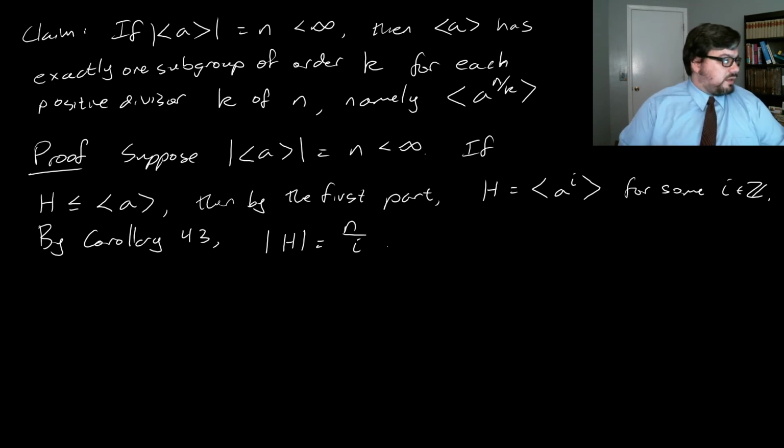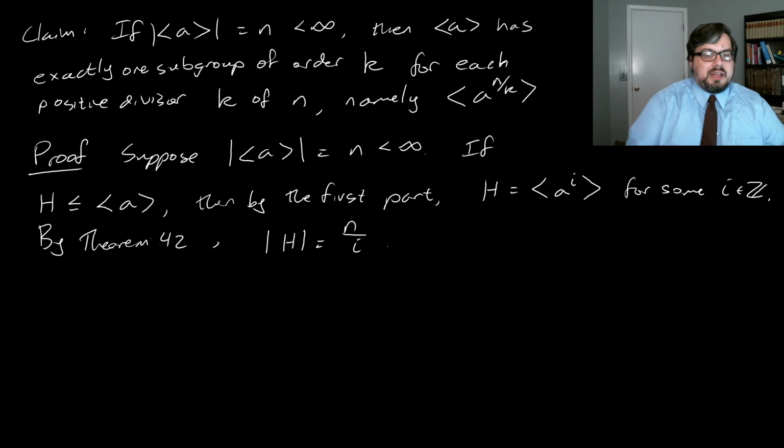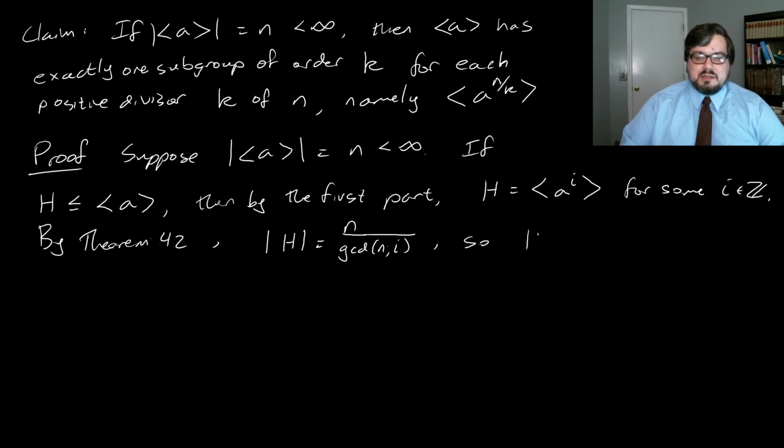Sorry, I had that written down slightly incorrectly. We have that by Theorem 42, the order of H is equal to n divided by the greatest common divisor of n and i. So this means that the order of H divides n.